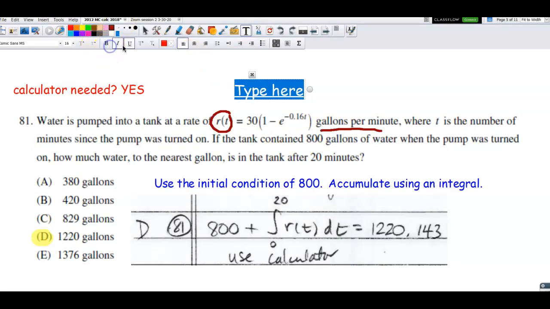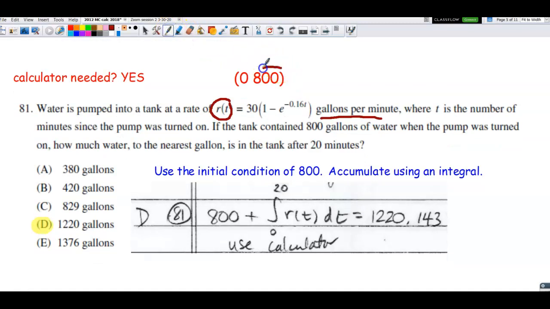I don't want that bold or underlined. We have an initial condition that at time 0, there are 800 gallons of water. So that's important to be aware of. How much water to the nearest gallon is in the tank after 20 minutes? If we're going to consider water in the tank, we have to take into account that there were 800 gallons of the water to begin with.